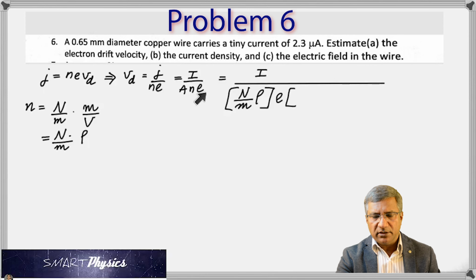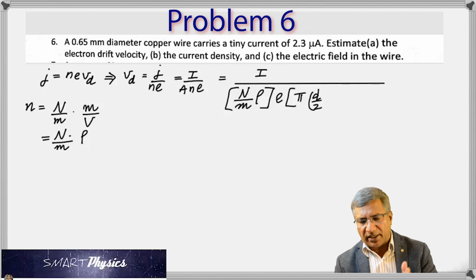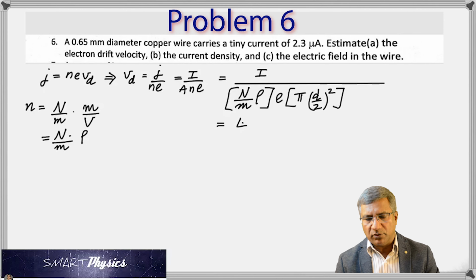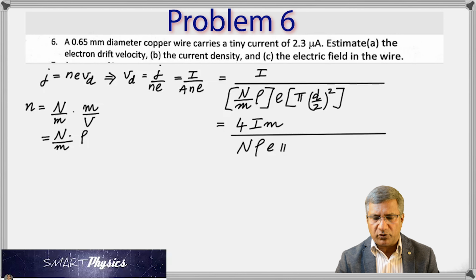And then you have the e, and then you have the A. A is the area of cross section, which is pi r squared, because it's circular. So pi times, instead of radius, I have d by 2 whole squared, diameter by 2 whole squared. And now that 2 squared becomes 4 and goes to the top. And then you have I, this M is here, it's come up, and then you have N rho e pi d squared. Okay, so that's what we have.